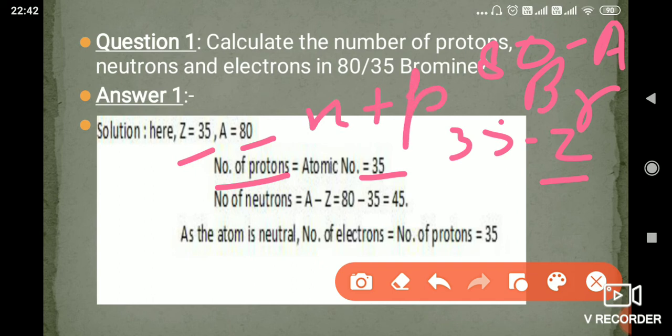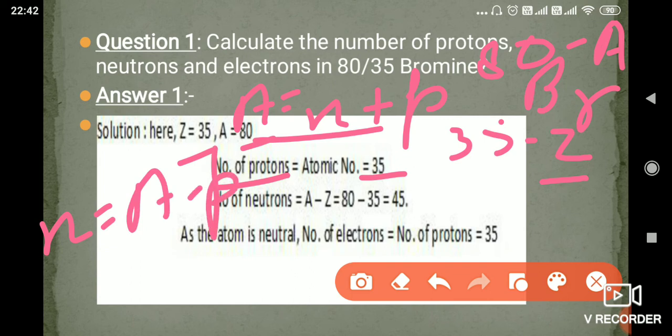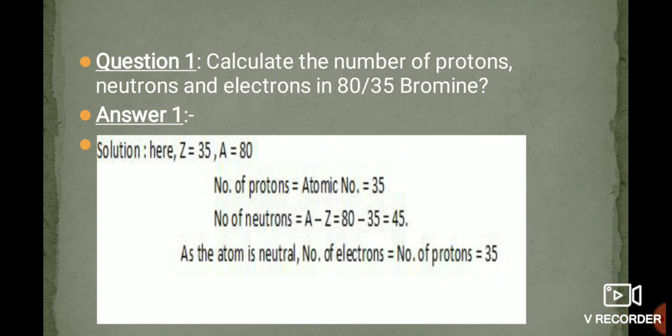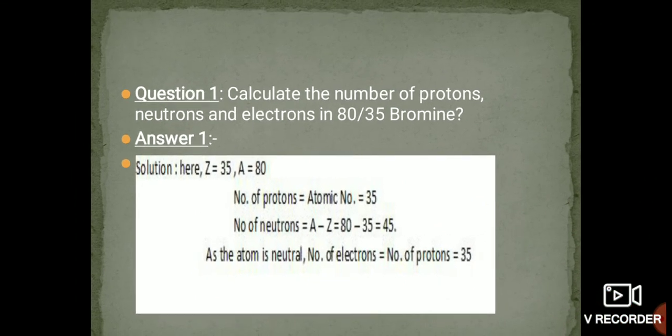So using this formula, the number of neutrons is A minus P. It means the mass number minus the number of protons. So 80 minus 35 equals 45. As well, we know that the number of protons equals the number of electrons when the atom is neutral. So the number of electrons is 35. So in the bromine atom, the atomic number is 35 and the mass number is 80. The number of protons is 35, the number of electrons is also 35, and the number of neutrons is 45. Hope you all can solve other related questions with the help of these formulas.